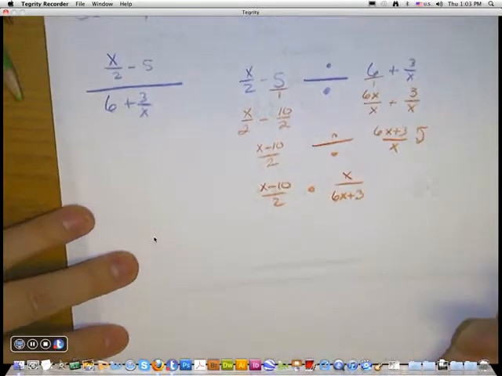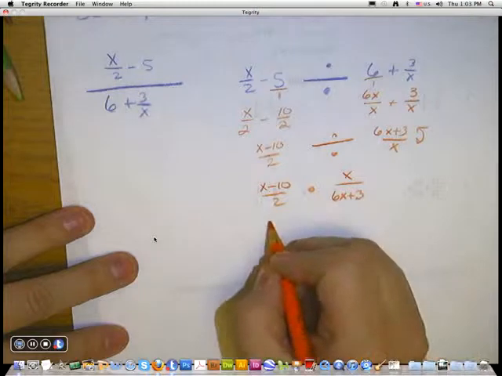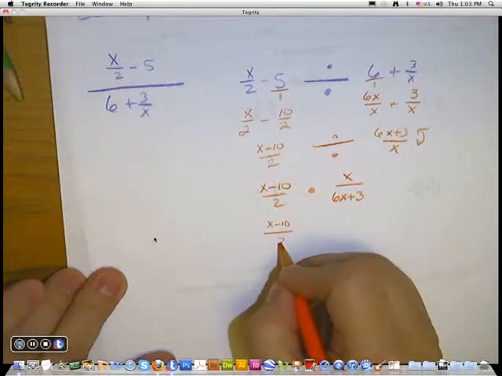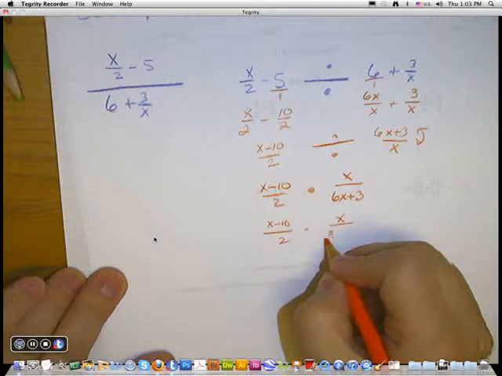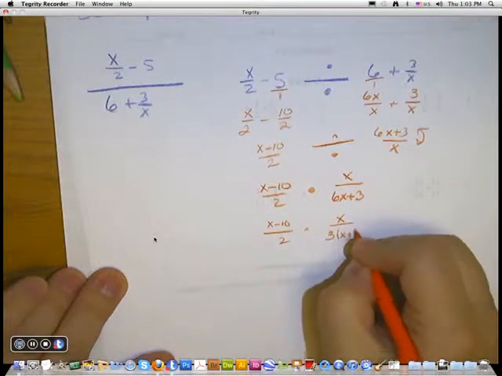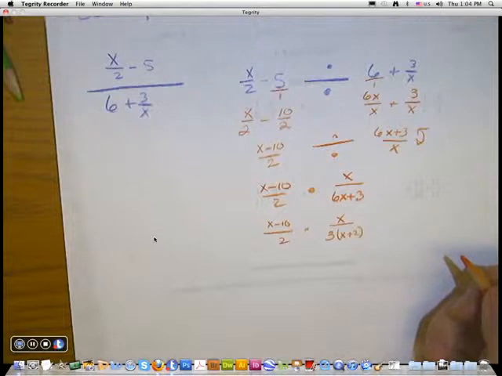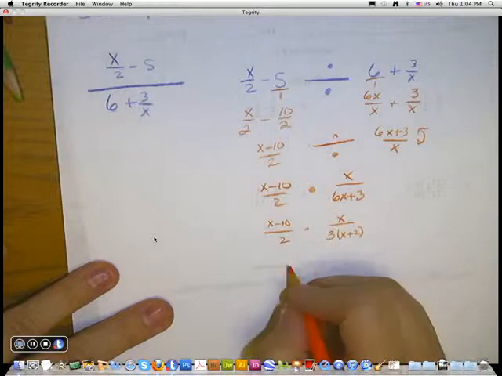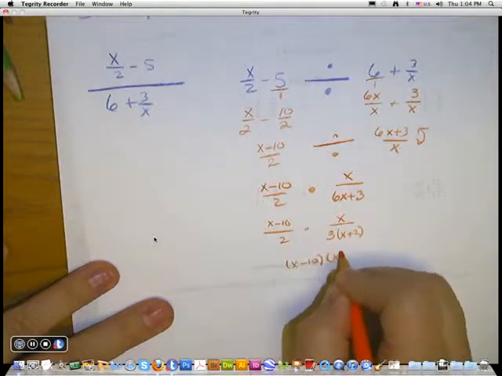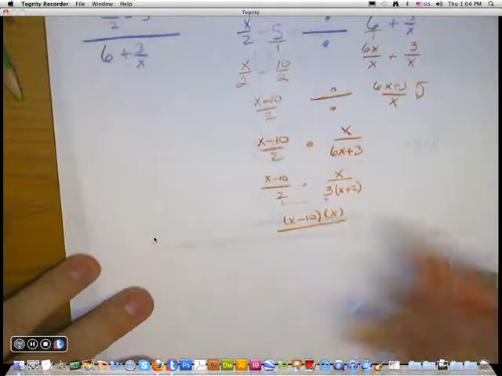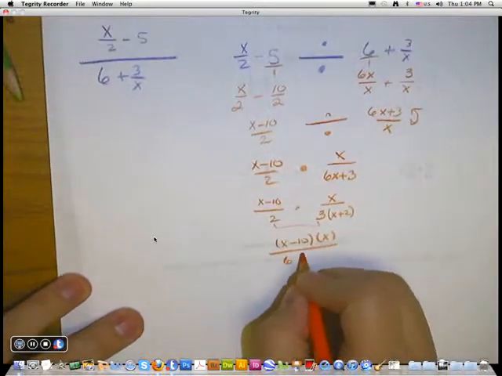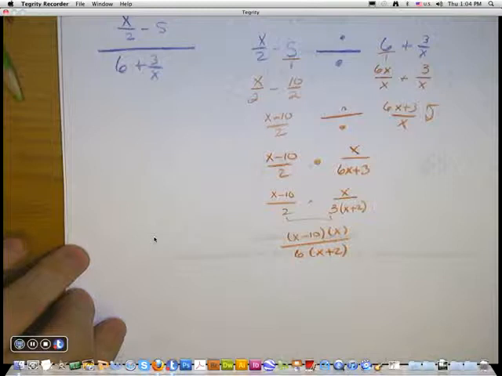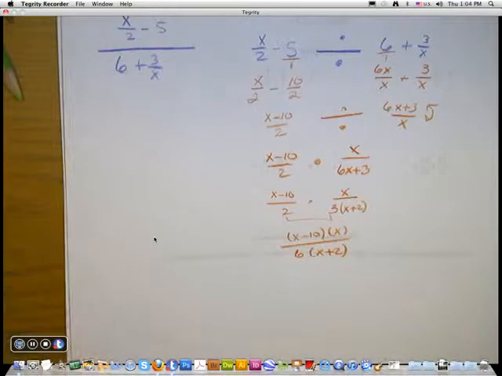Now I can look to factor, see if that helps me any. I can factor the numerator of the second one with a 3. And we find out, not so much. When I put this together, nothing cancels, nothing's alike, so I just leave x minus 10 and x. I can combine the 2 and the 3, they are numbers, so I can get 6 and x plus 2, but that's it. There's nothing else I can do. I cannot reduce anything, combine anything, factor anything. It is what it is.